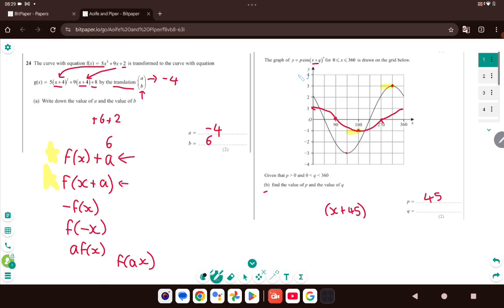So let's have a look at the stretch next, this Q. And again, look at the minimum and maximum points. The minimum's gone from -1 to -3. Maximum from 1 to 3. So multiplying by a scale factor of 3. So Q is 3, because your y value has gone from 1 to 3. So Q is 3.